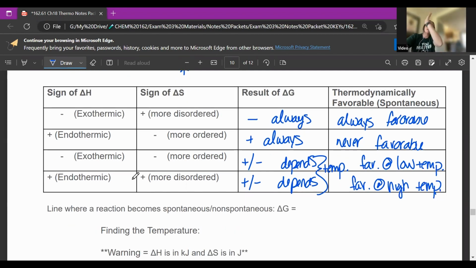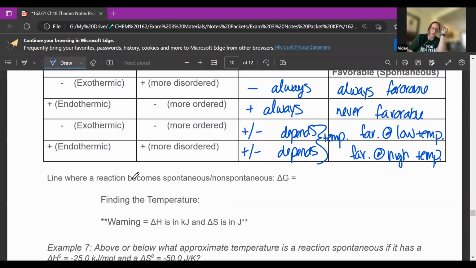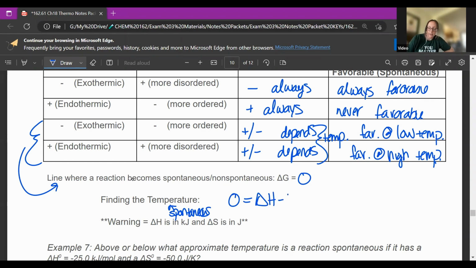All right, so there is a line where it becomes spontaneous versus not spontaneous if it's temperature dependent. So these two are going to go here. If it's temperature dependent and I'm asking what temperature it changes at, what you want to do is set delta G equal to 0 and then solve for the temperature. So, finding the temperature at which something is spontaneous. I might ask you for that. Set delta G to 0 and solve for the temperature. So I would go 0 equals whatever delta H minus T delta S is and solve for T.